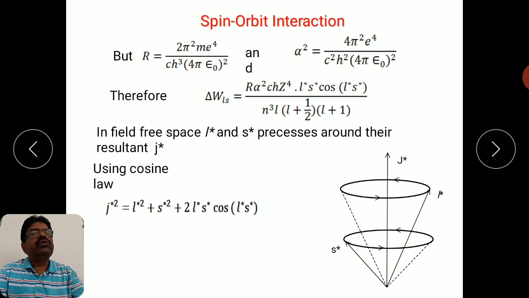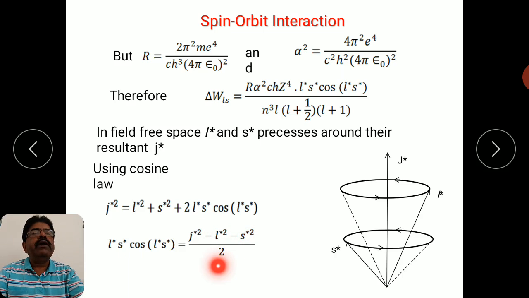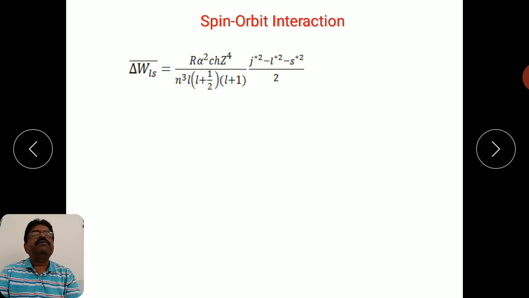So if you apply the cosine law in this vector diagram, J star square will be equal to L star square plus S star square plus 2 L star S star cos of L star S star. And if you simplify this equation further, taking these two terms to the left hand side, J star square minus L star square minus S star square divided by 2 will be equal to L star S star cos of L star S star. Because we have this term L star S star cos of L star S star, from this vector diagram and by using the cosine law, we have defined this term as J star square minus L star square minus S star square divided by 2. So let us substitute in this particular equation.